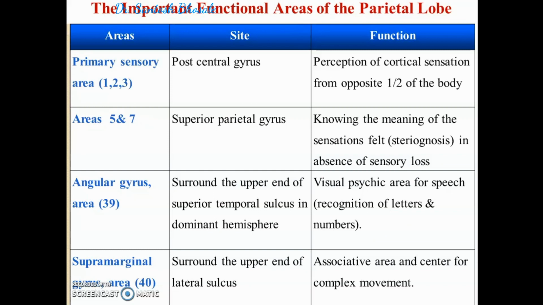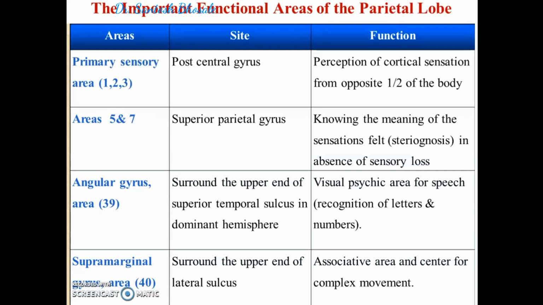When you come to the functional areas of the parietal lobe, the primary sensory area number 3, 1, 2, concerned with the perception of the cortical sensation from the opposite of the body. Area number 5 and 7, they are for the further processing of sensory information and also involved in stereognosis. Angular gyrus, area number 39, involved in vision, like recognition of letters and numbers. Supramarginal gyrus, area number 40, it is an associative area and center for complex movement, and also involved in stereognosis.